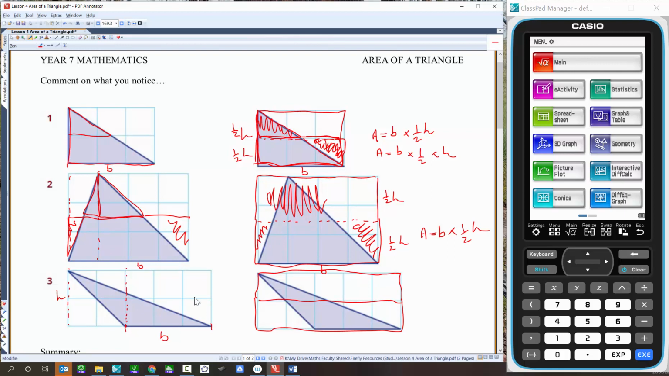Okay, now how does this work? Well, again, this is the base. This is half the height. This is half the height. Let's start chopping this thing up. Okay, so just rule a line there. It's not a very good line.